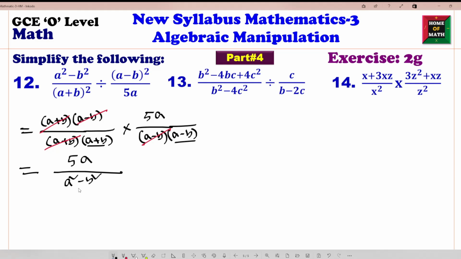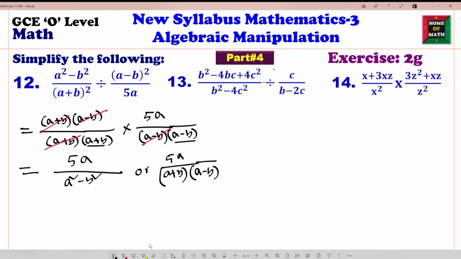So it's not tough math, but we should concentrate on our math. For simplification, we can write this, or we can write 5a into (a plus b) into (a minus b). This is our choice, no problem. Number 12 done. Now number 13.